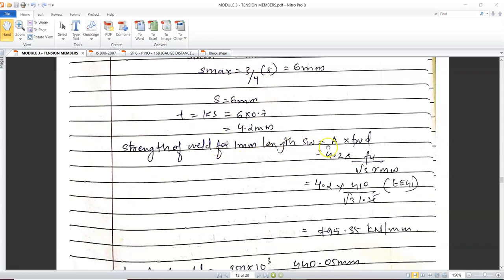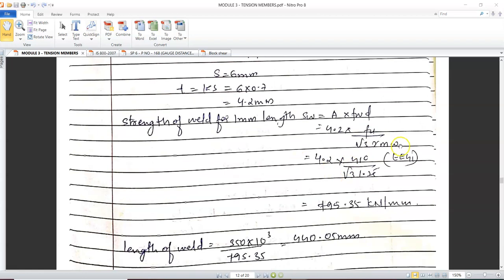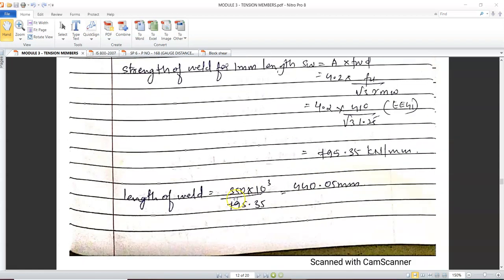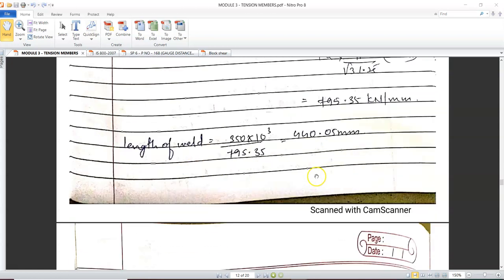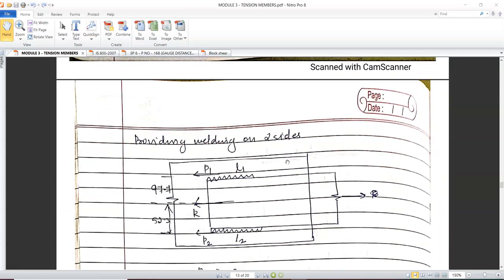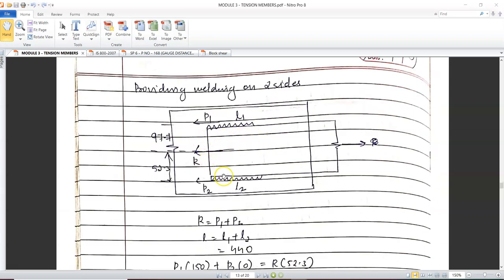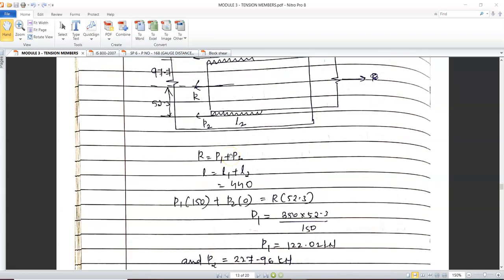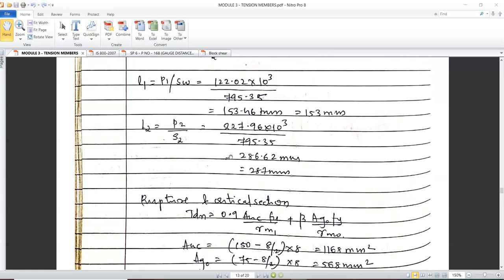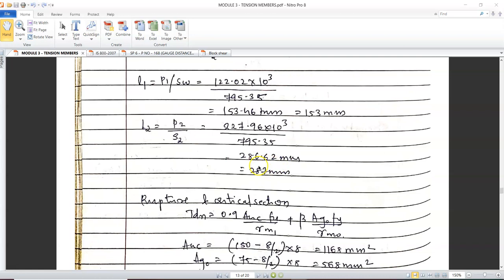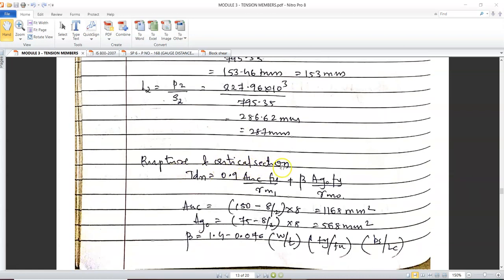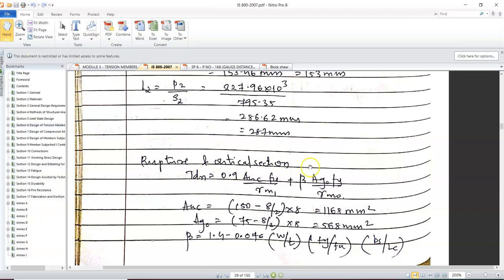Then you have to calculate the strength of the weld for 1 mm length, which is already done earlier for the fillet weld. So you have to adopt the length of the weld. You have to calculate the length of the weld. Providing it on two sides is already shared in your module 2. You have to follow all this calculation, and you have to provide the weld on either side. Now coming back to the rupture of critical section, you have to use the same formula again.